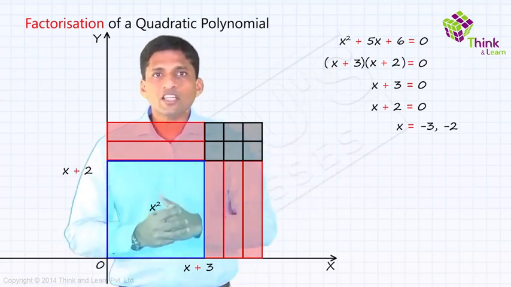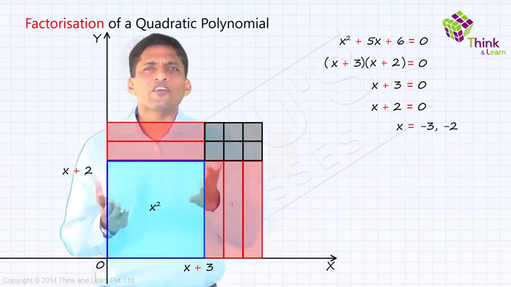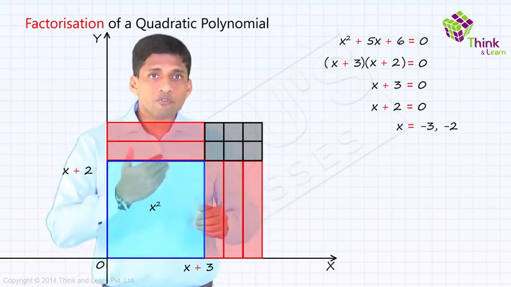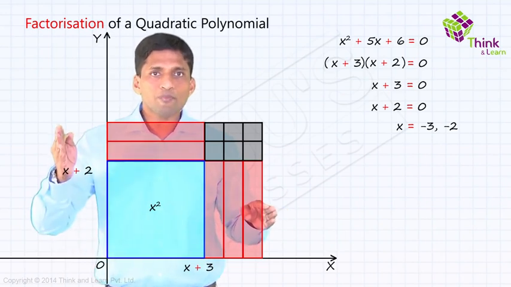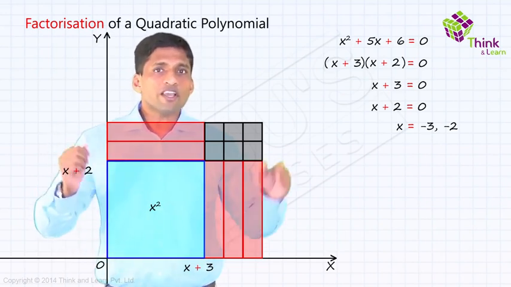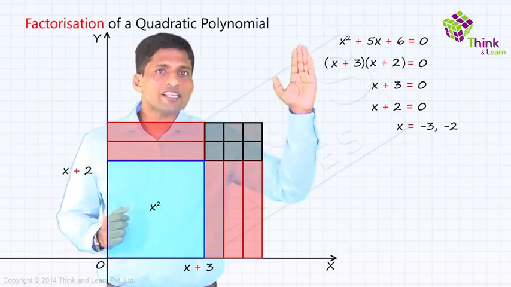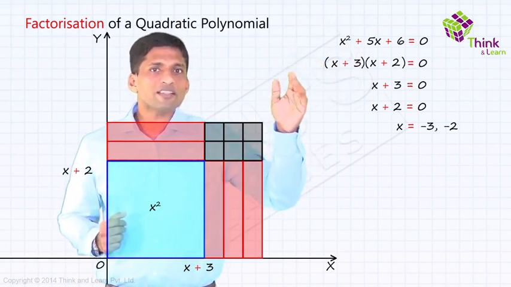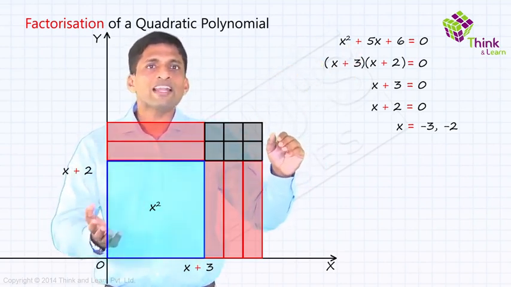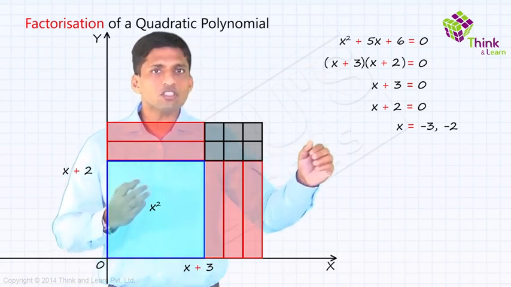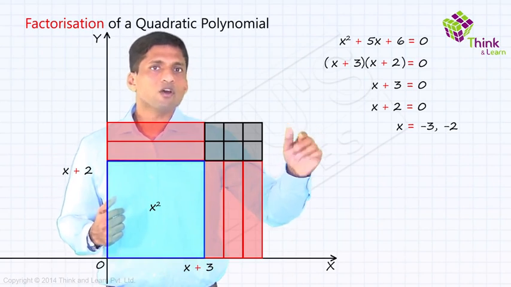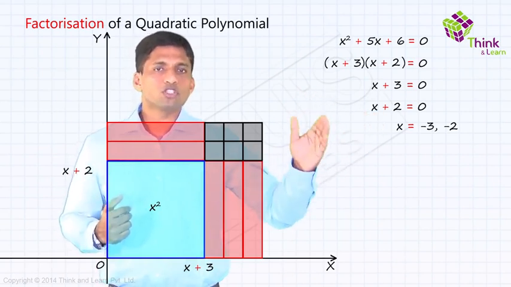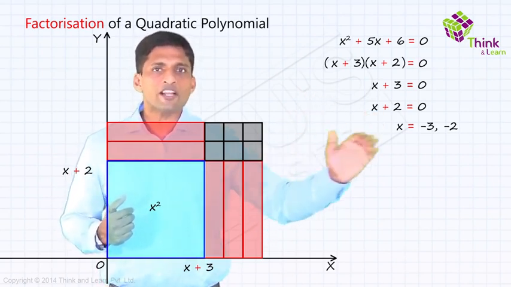So visualizing this is, again, going to be very easy. If you relate it with this diagram, now see this rectangle with length x plus 3 and breadth x plus 2. So when will it become 0? Here, x plus 3 is the length and x plus 2 is the breadth. You can either make the length 0 so that the rectangle area will become 0, or the breadth 0 so that again it will become 0. That is when x equal to minus 3 or x equal to minus 2. So the roots are x equal to minus 3 and minus 2.